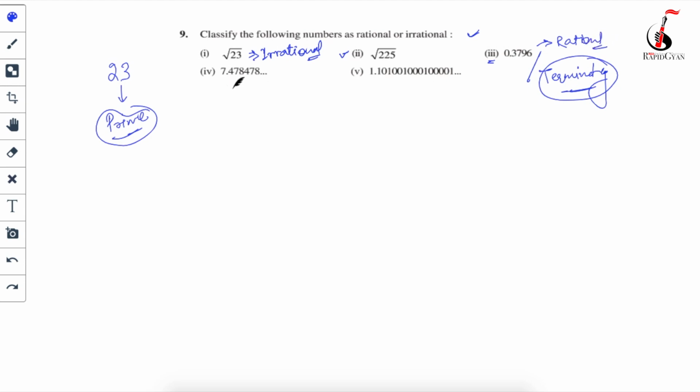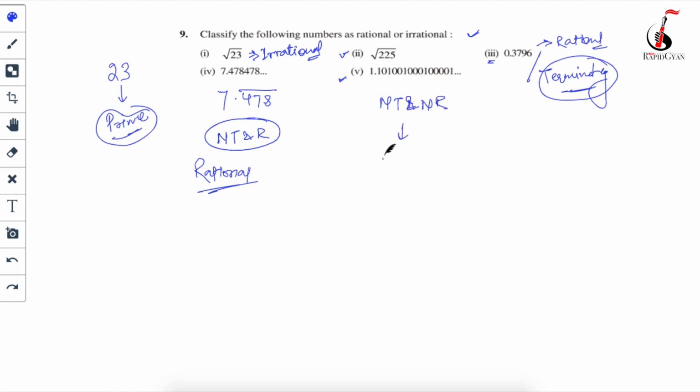This is 7.47847. So what you are seeing, beta? This is 7.478 repeating. So this is your non-terminating and repeating. If it's non-terminating and repeating, it means it's a rational number, correct? So let's go to the fifth part. The fifth part is 1.101001000. So this is your beta, non-terminating and non-repeating. So this is your irrational number, correct?